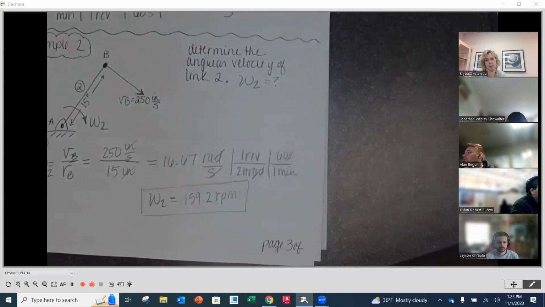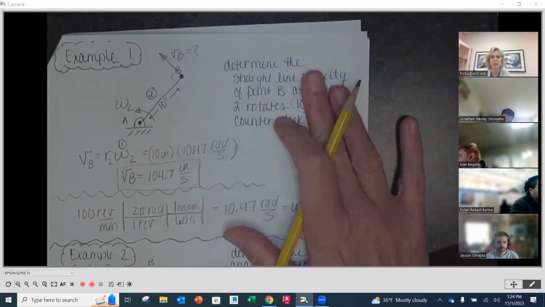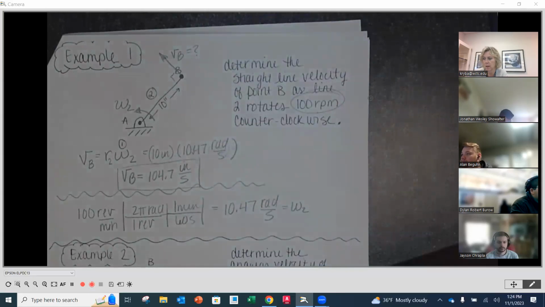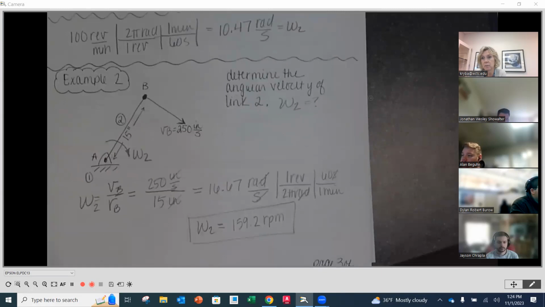And then once you have this in RPM, now it's a final answer. So then you want to label it W2 is equal to 159.2 RPM. Make sure everybody else got that number. I didn't do it a second time to double check it. Okay, questions. So really, two different looks here. This one was determining the straight line velocity V using the information here. And this one was determining the angular velocity given the straight line velocity.